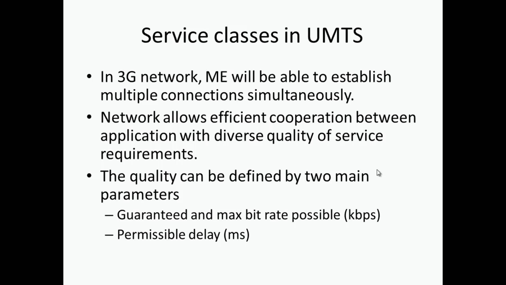Now, after discussing the architecture, we will discuss the service classes in UMTS. As we are discussing, UMTS provides high data rates and better connection management. So the two parameters that are required for quality management are guaranteed and maximum bitrate, in kbps, and permissible delay. This should ensure that maximum data rates are achieved and delays are low compared to the previous techniques.